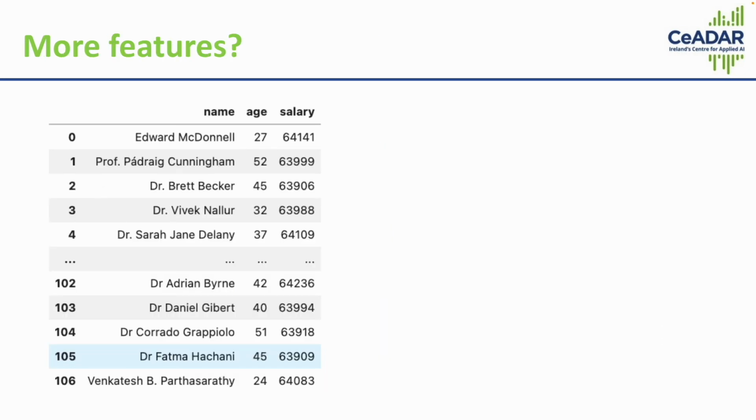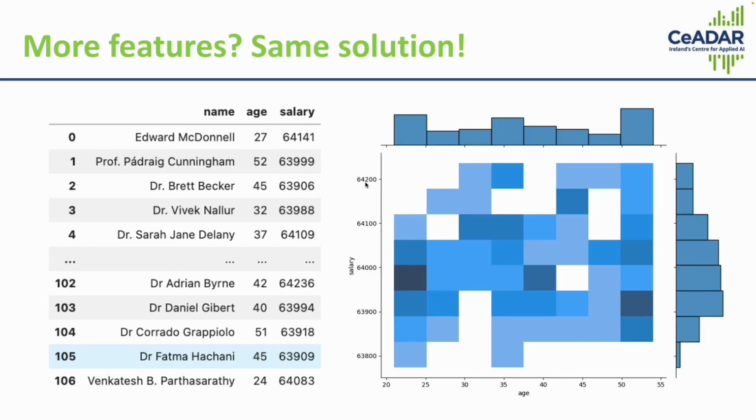But what if we add more features to our dataset? For example, let's also add salary in our dataset here. So in addition to a randomly generated age, there is also a randomly generated salary. Now, what would differential privacy do? The answer actually remains the same. You can plot a histogram of both these variables together and add noise to each of these bins and sample from that.